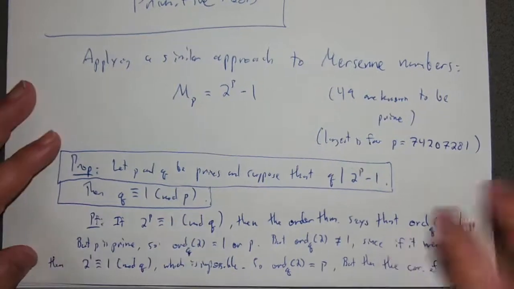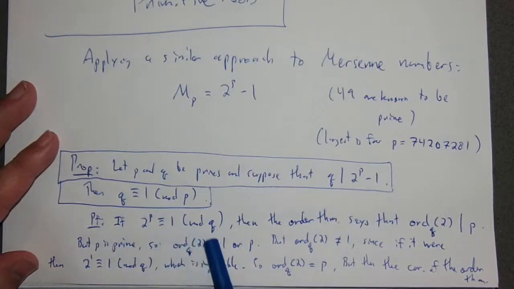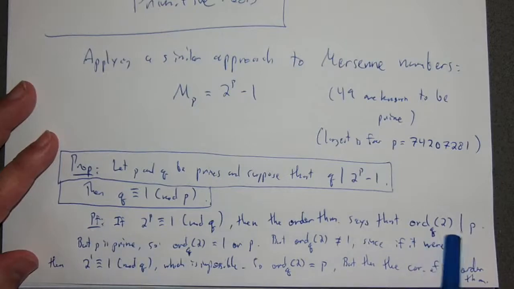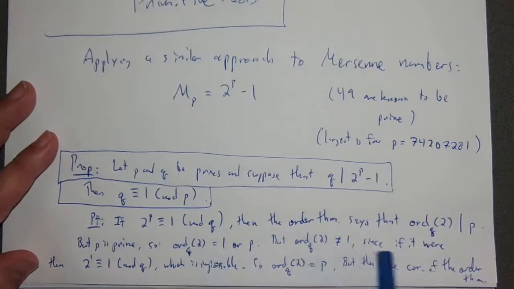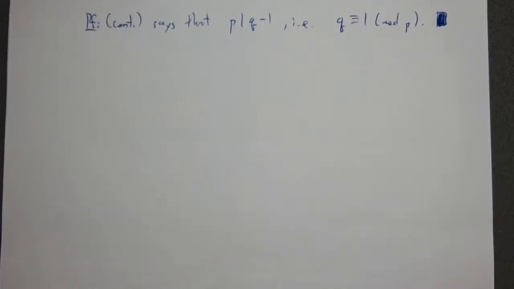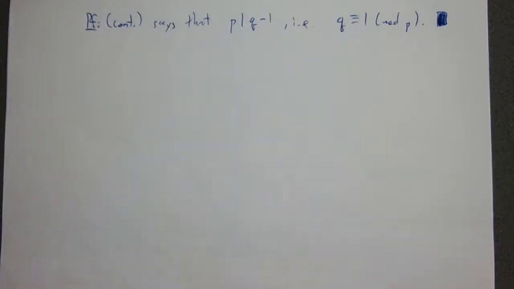And so just to see this, if q divides 2 to the p minus 1, that means 2 to the p is congruent to 1 mod q. So then our order theorem says that the order of 2 mod q has to divide p. But since p is prime, there's only two options here. It's either 1 or p. It's definitely not 1 because that leads to a contradiction. So it's got to be p. But then by the corollary of the order theorem, if the order of 2 mod q is p, then p has to divide q minus 1, which is phi of q. So q is congruent to 1 mod p. Okay, which is exactly the restriction that we wanted.